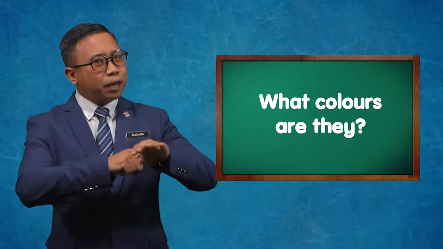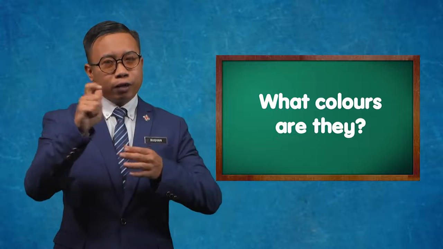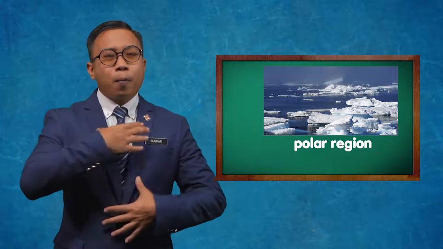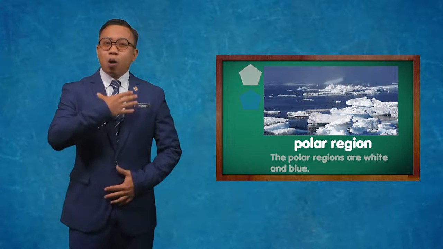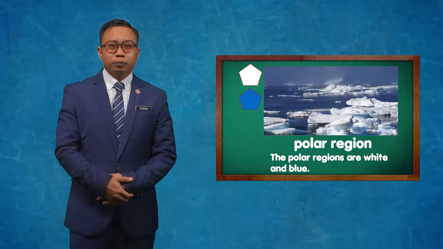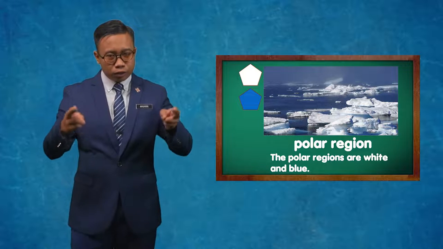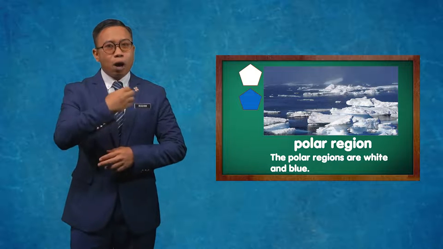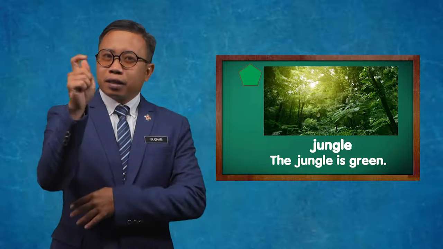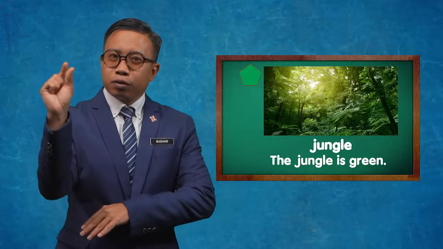Now, it's time for colors of the habitat. What colors of the polar region? White and blue. The polar regions are white and blue. What is the color of the jungle? It's green. The jungle is green.